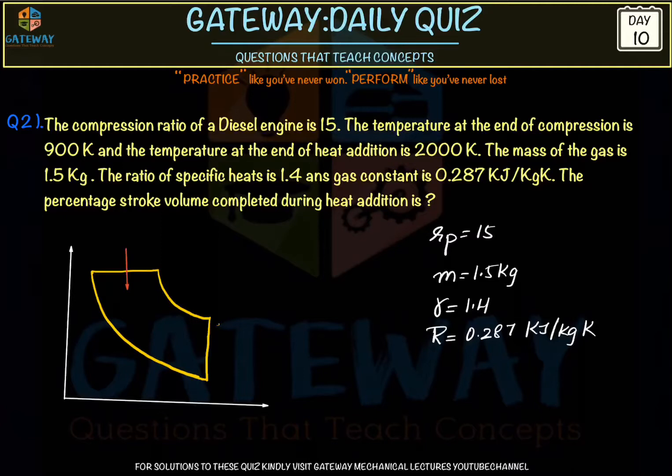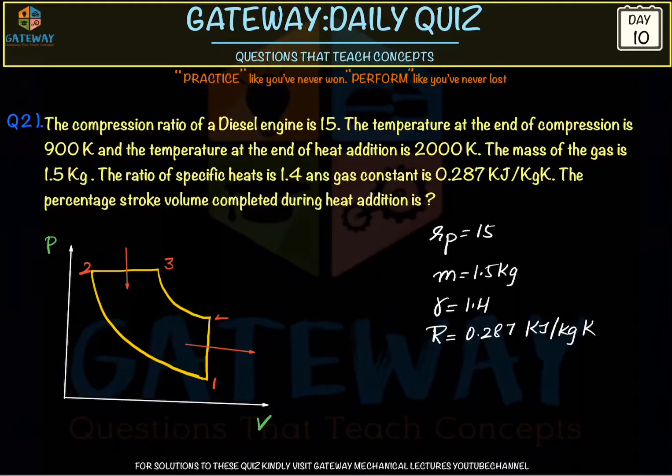Heat will be added into the system at constant pressure, heat will be rejected out of the system at constant volume, and this is our PV diagram. On the PV diagram let us observe the points. 1 to 2 is the compression, 2 to 3 is the heat addition, 3 to 4 is the expansion, and 4 to 1 is heat rejection, right?